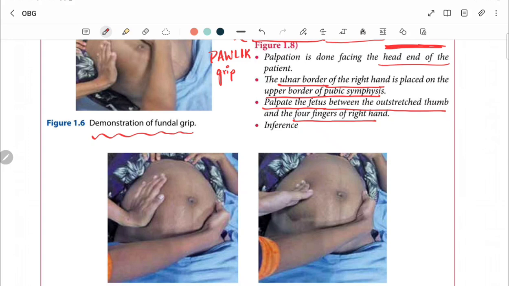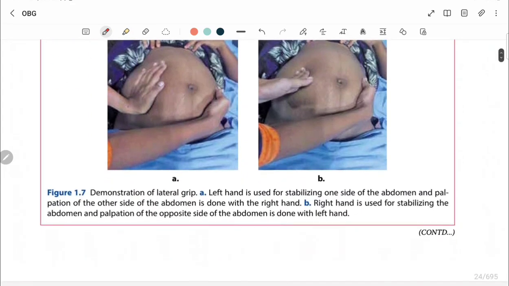So, using the ulnar border of your right hand over the upper border of the pubic symphysis, you need to palpate the fetus between the outstretched thumb and the four fingers of the right hand. Now, what is your inference?